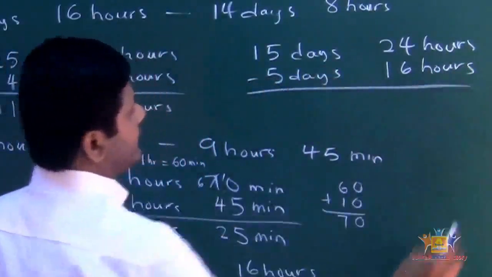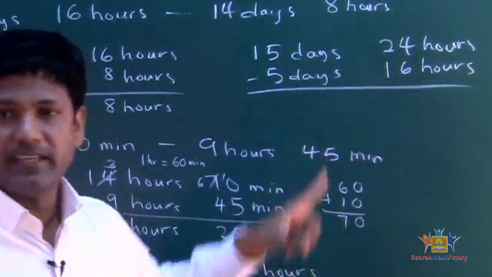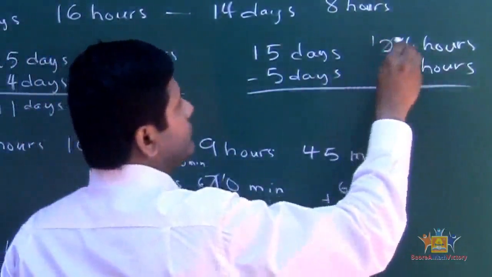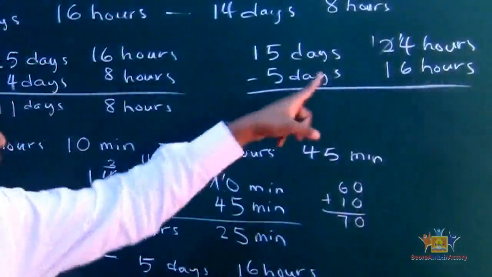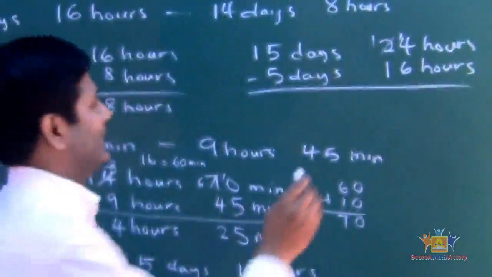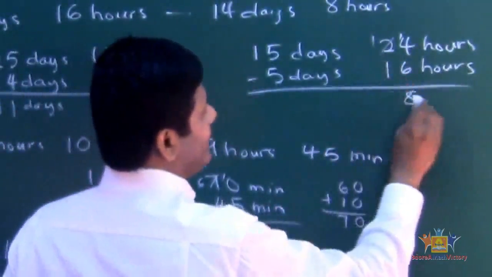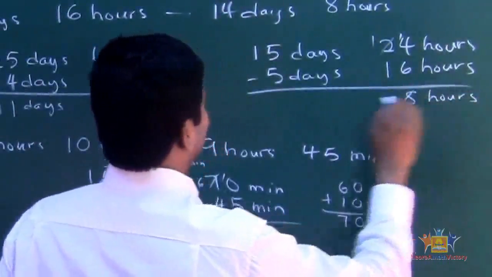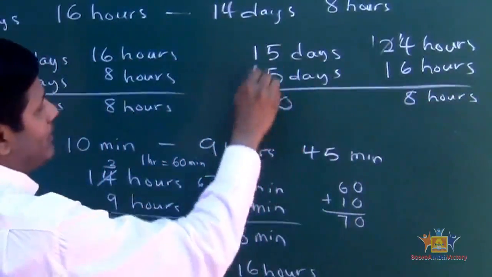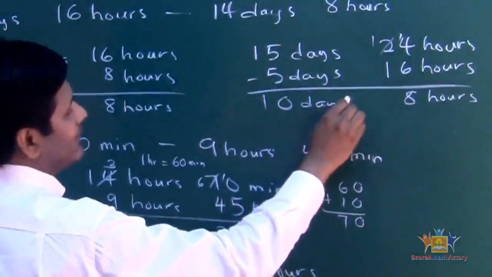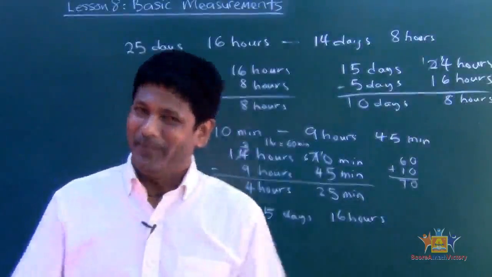Now I can subtract. 4 minus 6, I cannot, borrow from 2. 2 becomes 1, 4 becomes 14. 14 minus 6 is what? 8. Alright, 8. 1 minus 1 is 0, 8 hours. 5 minus 5 is 0, and bring 1 down, 10 days. See that? Pretty easy, isn't it?